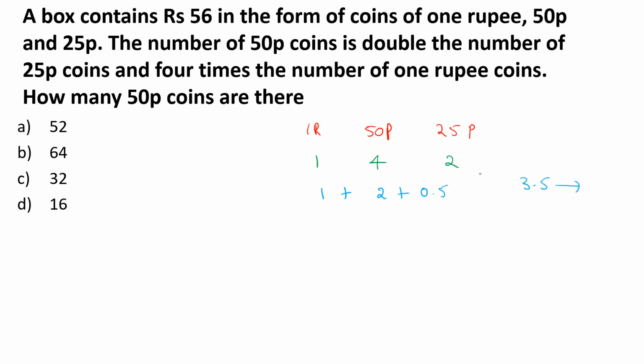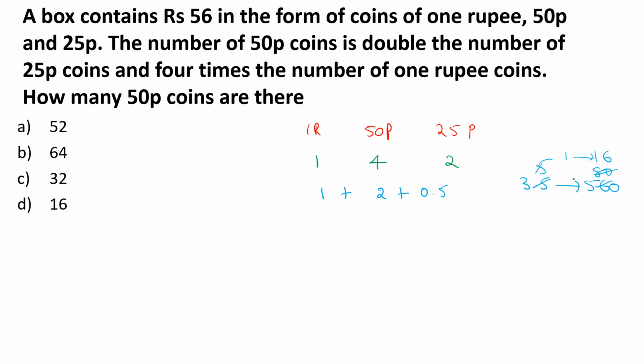But the given value is 56 rupees. Just transfer this decimal to the other side by multiplying with 10: 35 and 560. 5 ones and 5 16s. That means the value of 1 unit is 16.